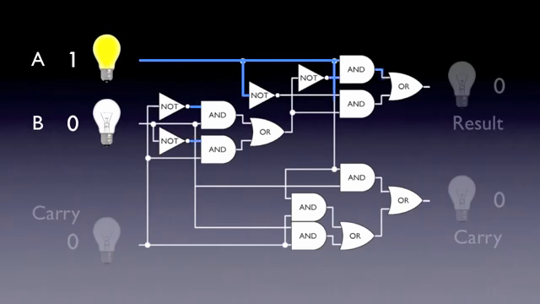The blue lines indicate the flow of electricity through the circuit. The result, of course, is 1 with no carry. Study the circuit for a few moments to see if you can understand what's happening.